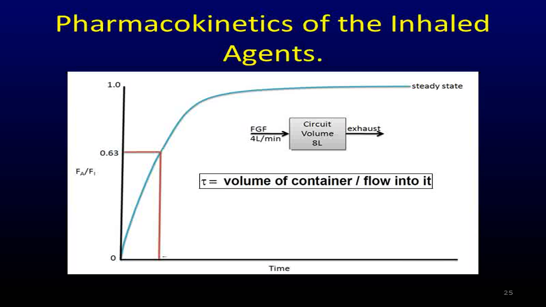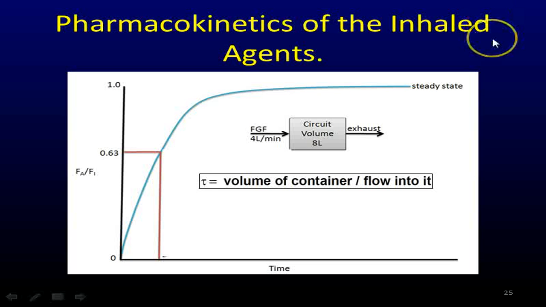I've got this circuit that's 8 liters in this particular example. And I have a fresh gas flow of X percent concentration of agent. Doesn't matter what it is, as long as it stays steady, as long as you keep the vaporizer where you want. And I want to change the concentration of that circuit to be the same as I'm delivering from the vaporizer, that I'm delivering at 4 liters per minute. So I have my volume of 8, and I have my fresh gas flow at 4 liters per minute.